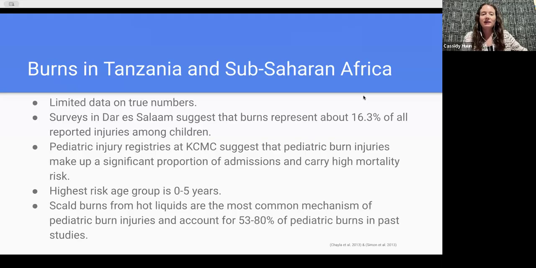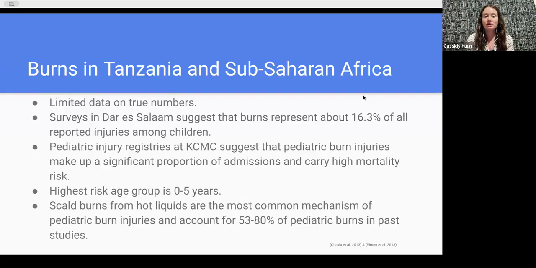All right, so as far as the burden of pediatric burn injury in Tanzania and sub-Saharan Africa, there's still limited data on the true numbers. There have been some studies that have looked into this. There was a survey study that was done in Dar es Salaam suggesting that burns represent almost 16.3% of all reported injuries among children, and that there was an incidence rate of almost 2% per month that were just burn injuries in the pediatric section.